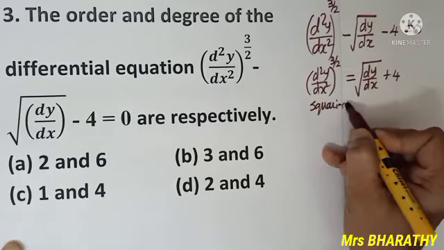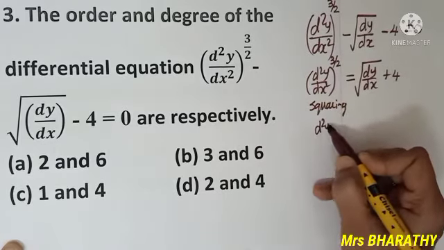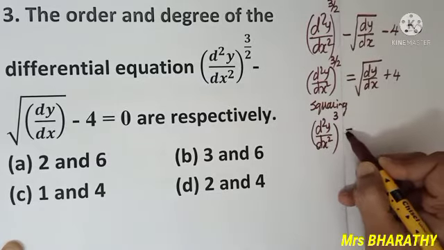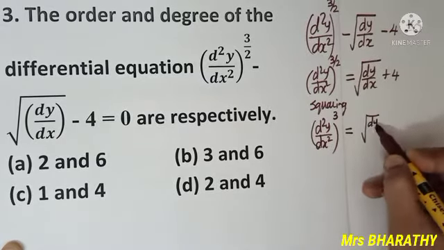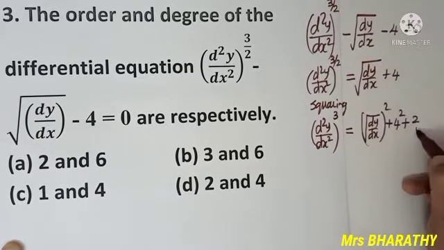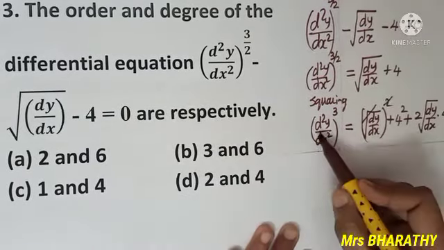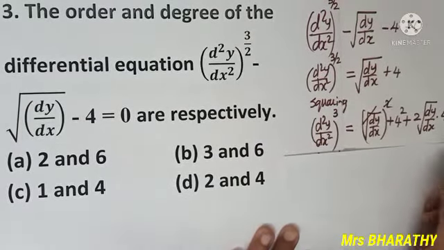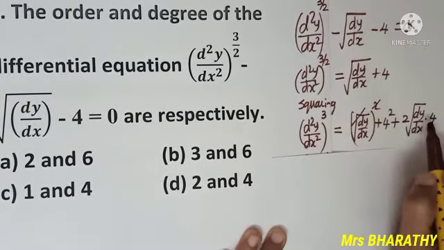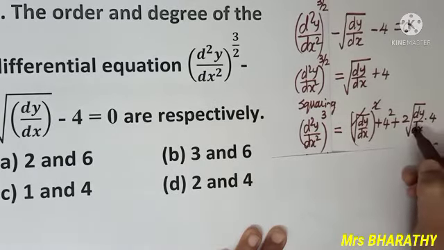As I square, the 2 in the denominator will go off. I will get d square y by dx square, the whole power 3. That is root of dy by dx the whole square plus 4 square plus 2 times root of dy by dx into 4. As we look at this equation, there is a square root symbol once again. But this is not allowed to find out order and degree. So, leave the square root term alone in the RHS.